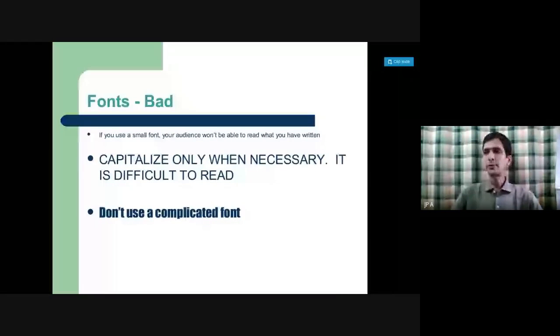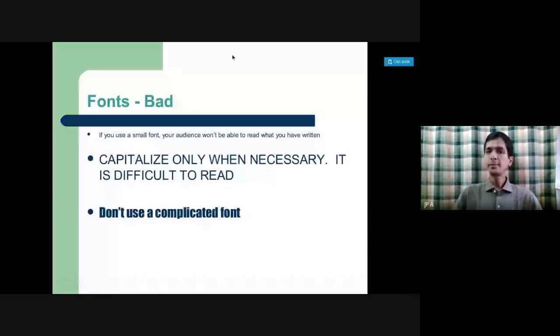So what is a bad font? If you look at the first font, it is very small. First point. The first point is written in so small a font that I don't think anybody here will be able to read it. It is very difficult to read.